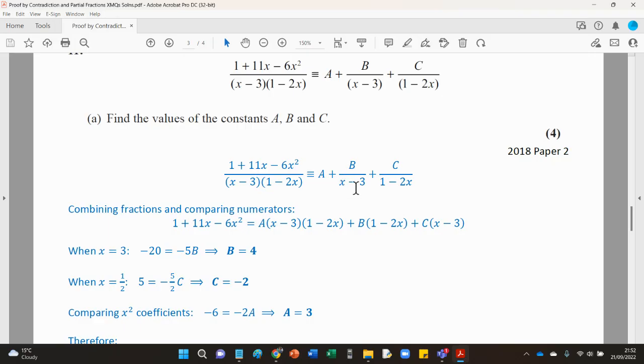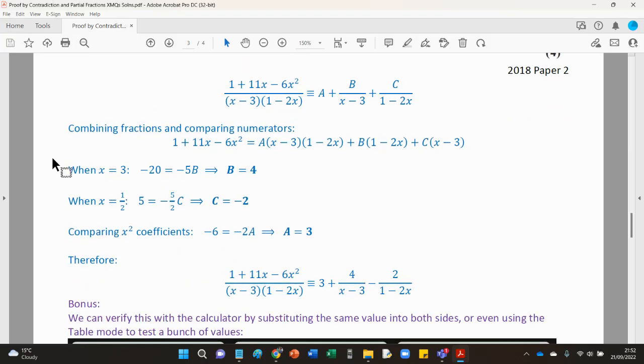B only needs to be multiplied by the 1 minus 2x factor, and C only needs to be multiplied by the x minus 3 factor. And now we work out the values. Now there are 2 nice values of x that you can sub in. One of them cancels out the x minus 3 bracket every time it appears, and the other one cancels out the 1 minus 2x bracket every time that one appears. But there are no nice values that give you a without also giving you b and c in the equation. So there's a couple of options. You can either sub in something different.